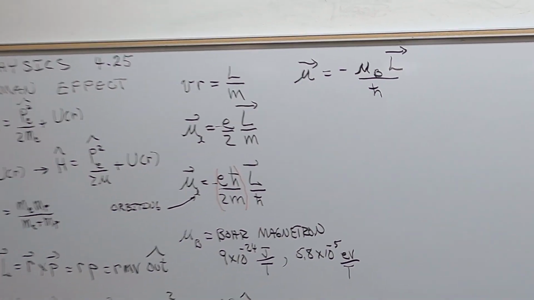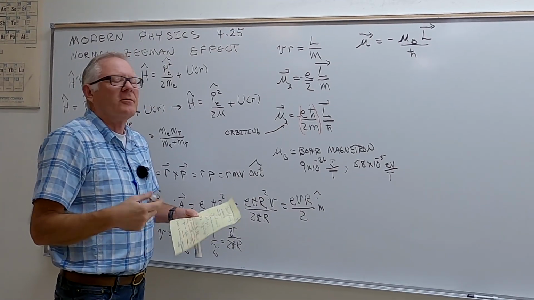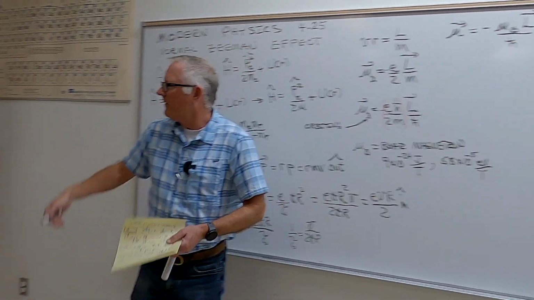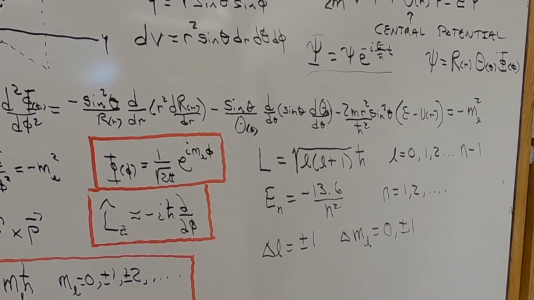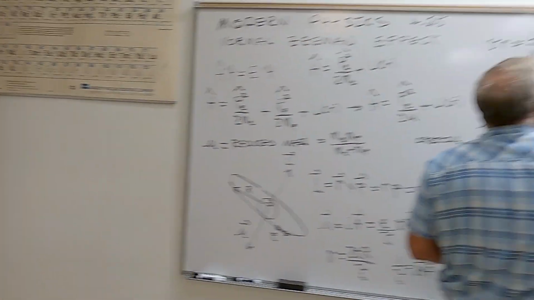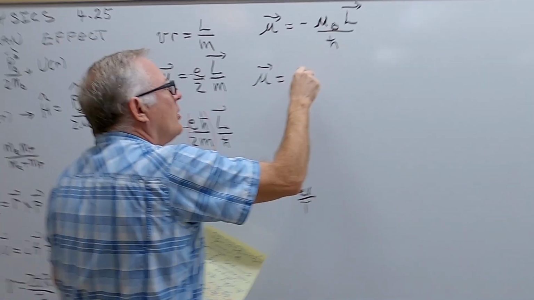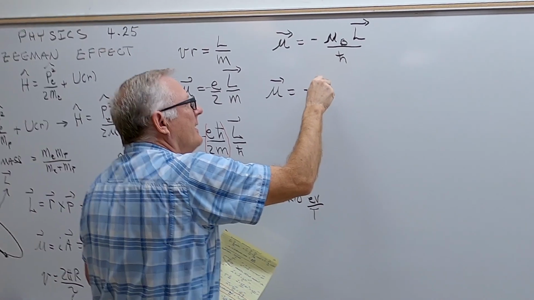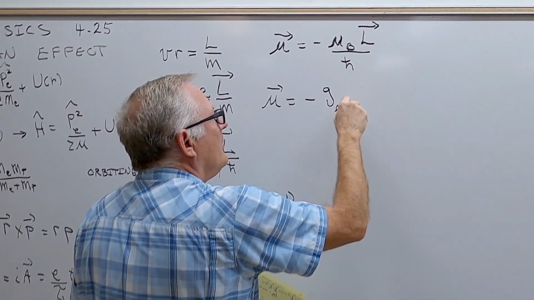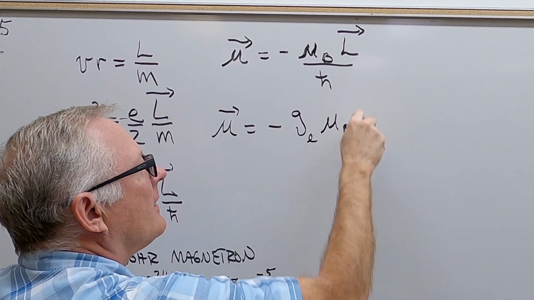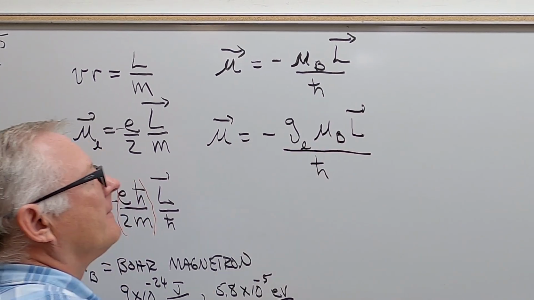So there's the relationship, but we always want to put everything in terms of angular momentum because angular momentum is one of the few things we can measure. We already know how to measure angular momentum. I'm going to do one other thing to this. There's my mu. I'm going to put another letter in here. I'm going to call it g sub L, mu b L all over h bar.